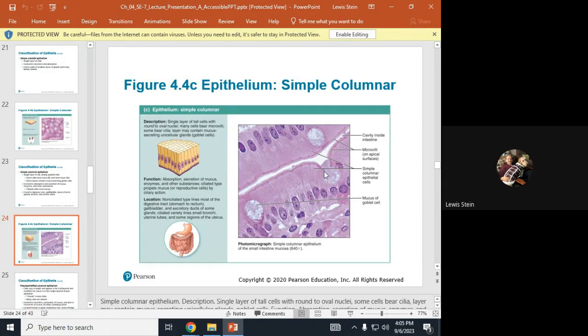So here's the aforementioned gut. Here's that brush border. You can see it a little more clearly. That's a goblet cell, narrow on the bottom, wider at the top. The different staining is the mucus. You can see the columnar epithelia. This is like a pit area.